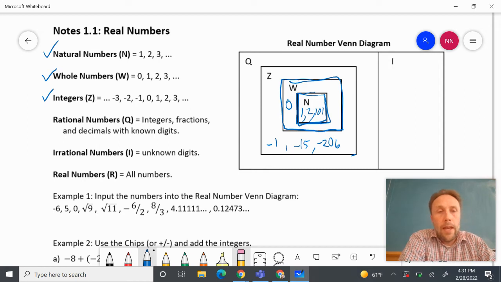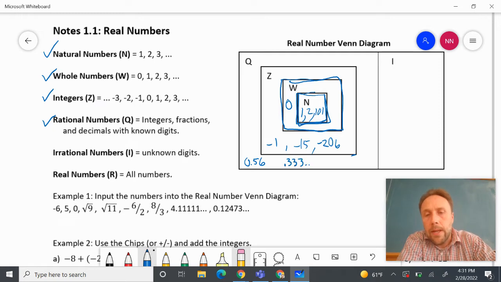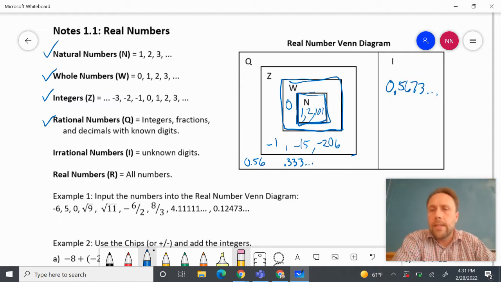Now, rational numbers include fractions and decimals where we know the ending digit. An example would be 0.56 or 0.333 repeating. Notice that we know the next digit is 3, so that would be a known decimal. An unknown one would be an example of 0.5673, and it continues. That would be an example of something that would be irrational. The most famous irrational would be the number pi. We could have another one, like the square root of 2. If we put that in a decimal, that would also be an irrational number.